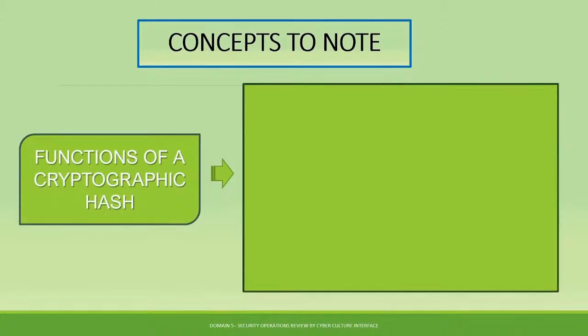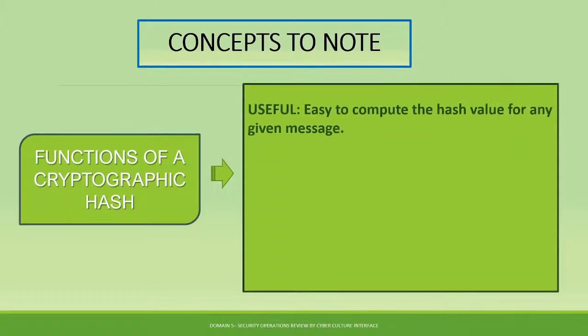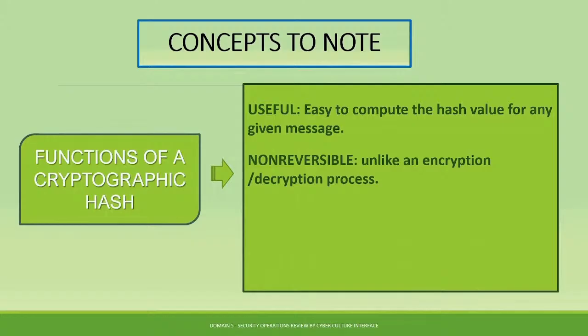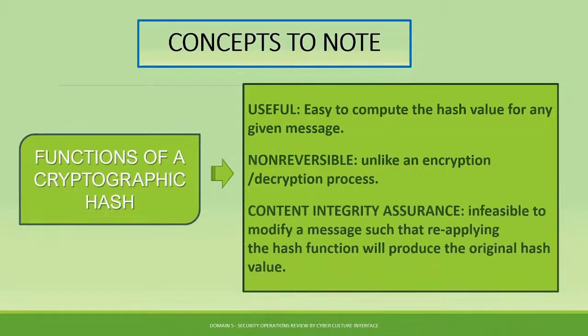So another concept you need to take note of here is the function of cryptographic hash. Like I said, cryptographic hashing is very useful, and it's easy to compute the hash value for any given message. All you need to do is apply whatever technology you are using to hash it, and then you get a hash value. Hashing also is non-reversible, unlike the encryption and decryption process, like I just explained. Then the content integrity assurance.